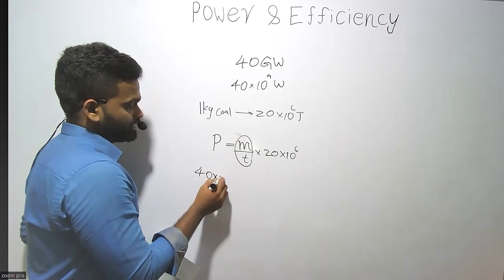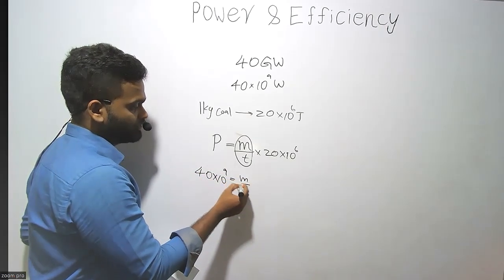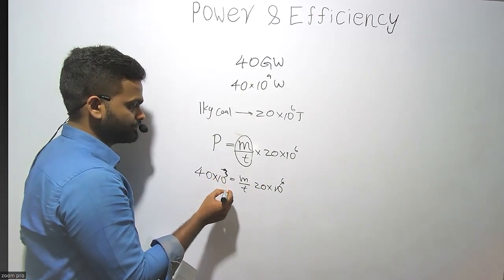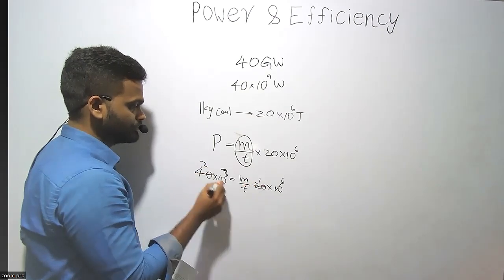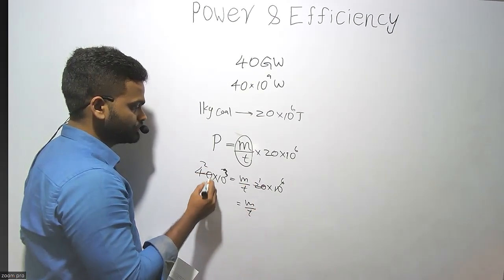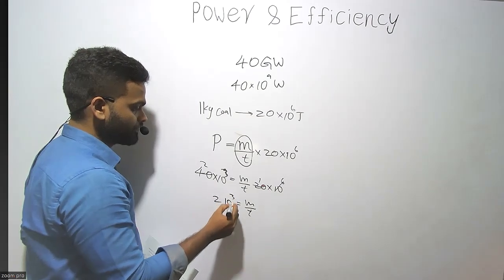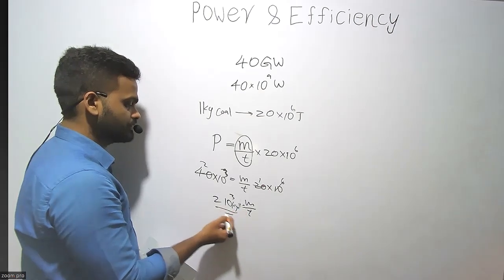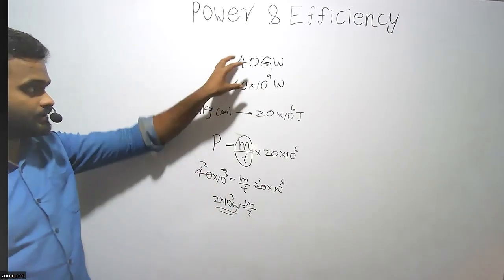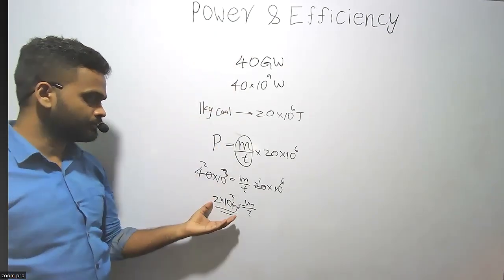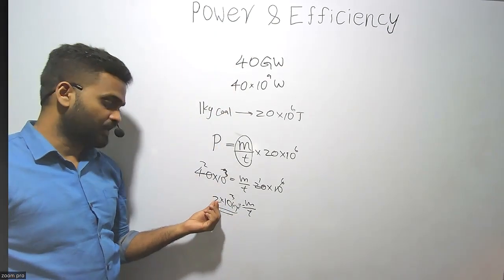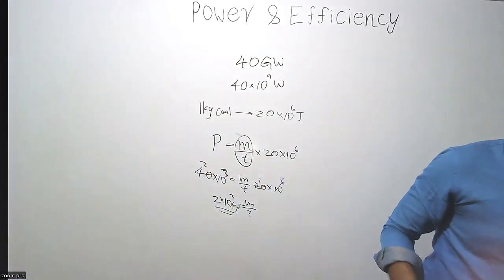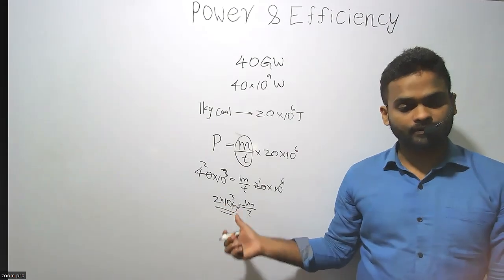So the power is 40 times 10 to the power 9. m over t is what you need to find. 20 times 10 to the power 6. 6 becomes 3, 20 becomes 2. So m over t is equal to 2 times 10 to the power 3. Since this is a mass rate, it should be kilograms per second. In order to gain this amount of power, 40 gigawatts, you need to burn 2 tons per second. According to the data given, you need to burn 2 tons of coal, right?